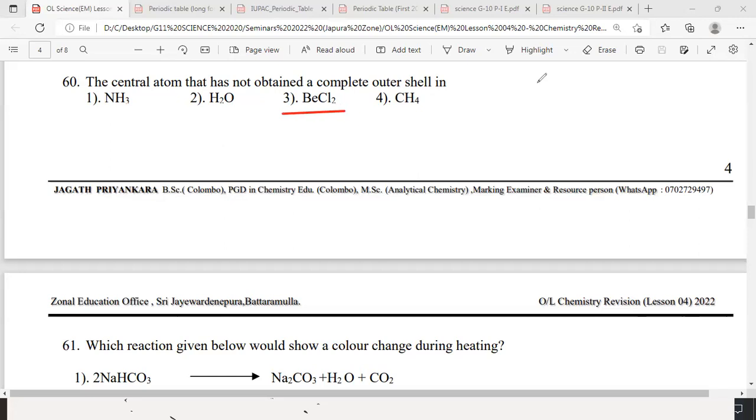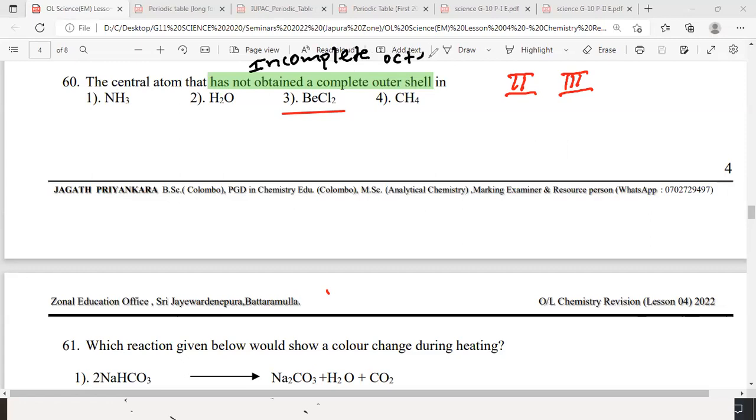Beryllium chloride. Remember, group 2 and group 3 elements form compounds with incomplete octet. Has not obtained a complete outer shell means what? What is the single term used for this? Incomplete octet. That means the outermost shell, the valence shell, is not filled with noble gas configuration, or not filled with the maximum number of electrons. Octet means 8 electrons. So beryllium chloride is a molecule with incomplete octet.